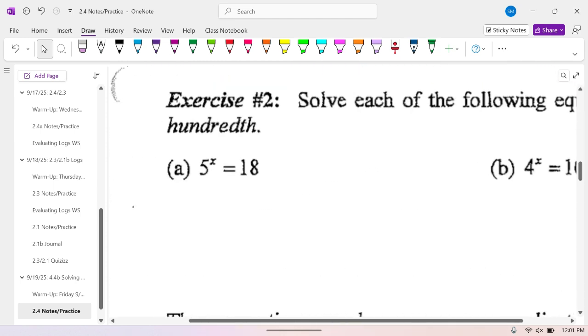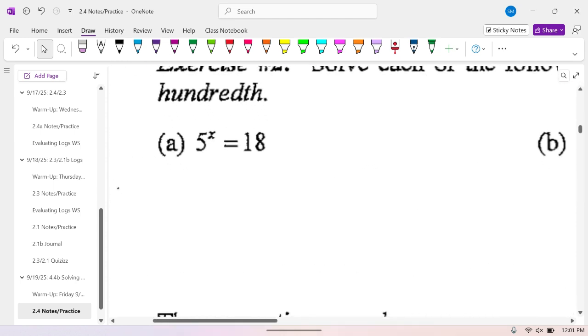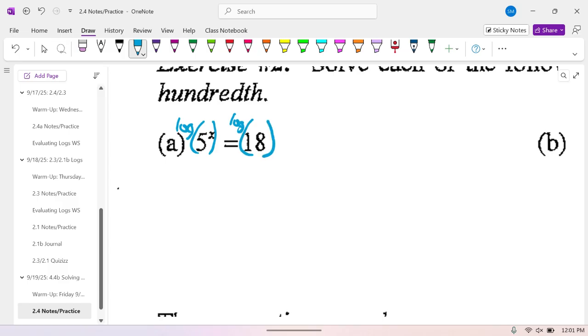So let's do exercise 2, letter A. Now, if I look at this, 5 to the x power is equal to 18. Is there any way that 5 and 18 have a common base? No, it's impossible. So we have to use the log method here. Since the 5 to the x power is already by itself, I'm going to go ahead and take the log of both sides. So I'm going to have log of 5 to the x is equal to log of 18.